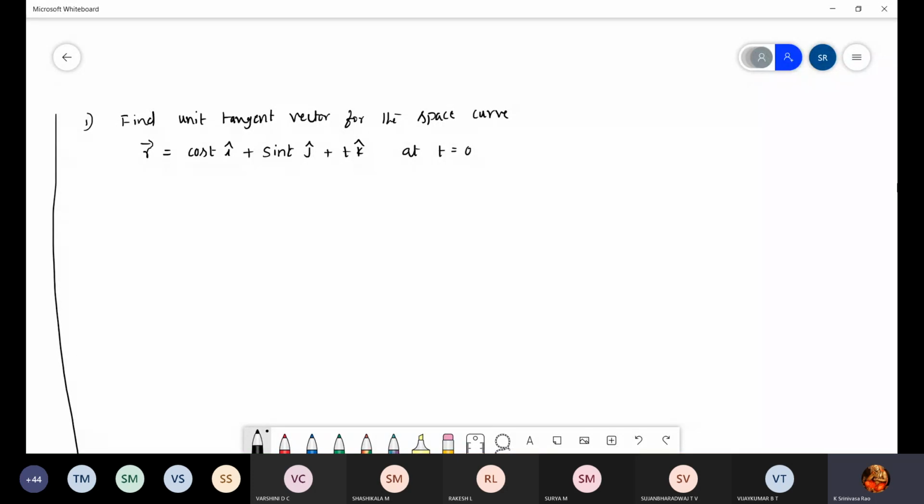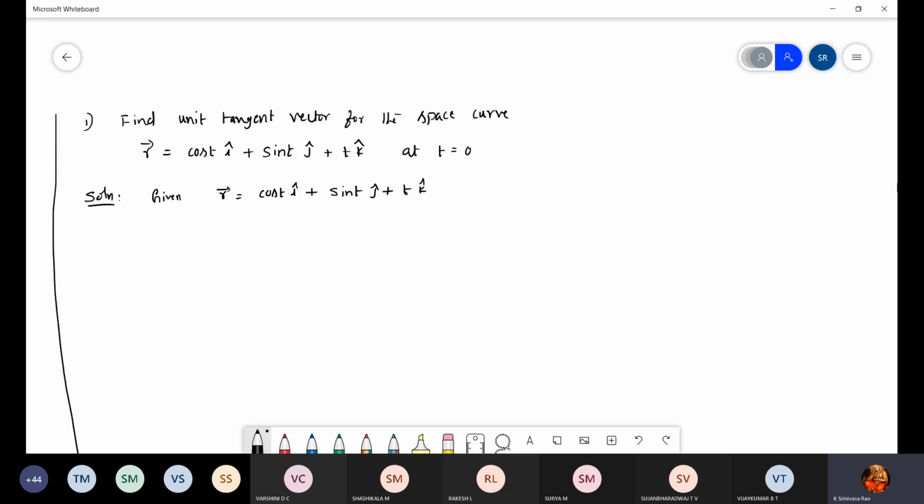You have to calculate the unit tangent vector. Unit tangent vector is nothing but t cap. Before calculating the unit tangent vector, we need to know what the tangent vector is. Take down the solution. Given R equals cos t i cap plus sin t j cap plus t k cap. Write down the problem.